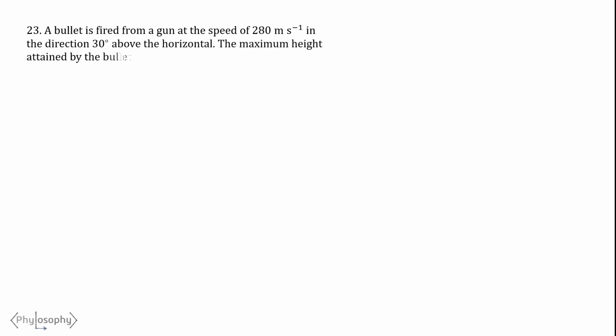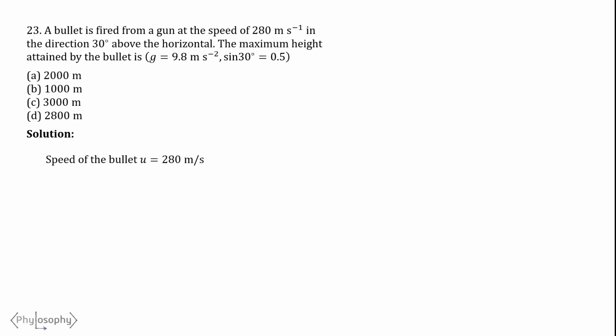Our next problem: a bullet is fired from a gun at the speed of 280 meter per second in the direction of 30 degrees above the horizontal. The maximum height attained by the bullet is, and it is given that g is equal to 9.8 meter per second square and sine 30 degrees is equal to 0.5, and these are the four options. So, it is given that the speed of the bullet, which you can say the initial speed, is 280 meter per second and theta is 30 degrees.